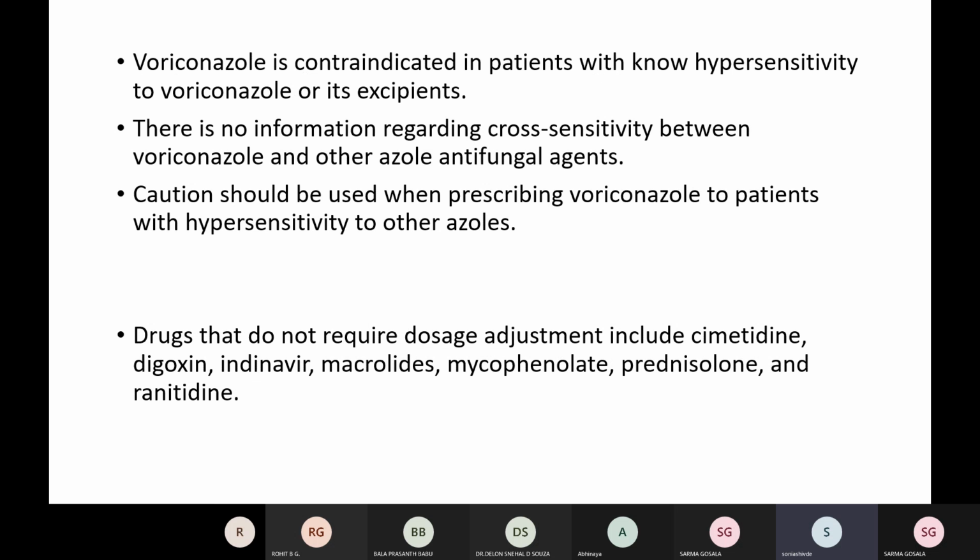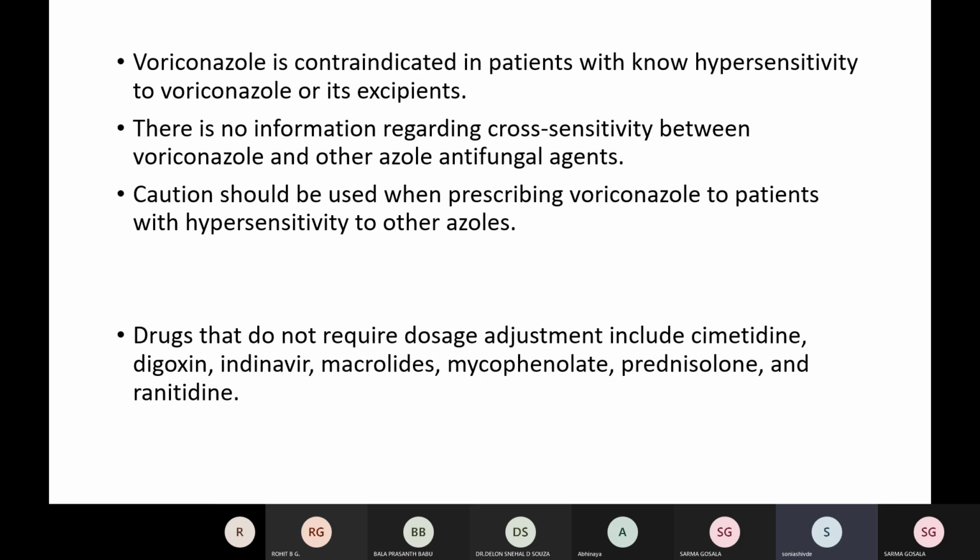Voriconazole is contraindicated in patients with known hypersensitivity to voriconazole and its excipients. There is no information regarding cross-sensitivity between voriconazole and other azole antifungal agents. So caution should be used when prescribing voriconazole to patients with hypersensitivity to other azoles.